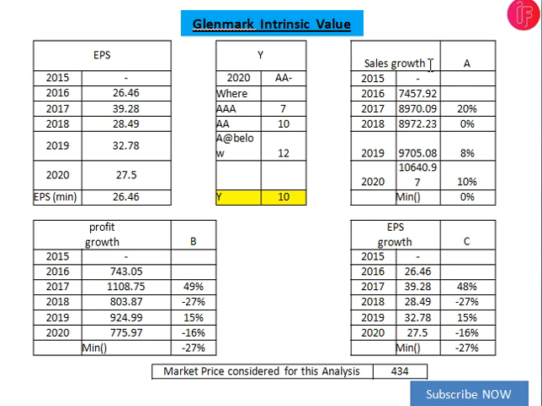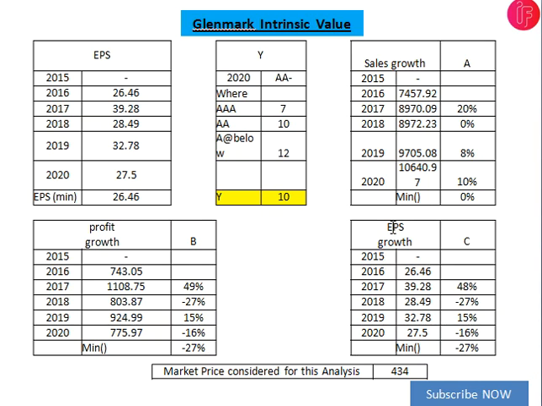Next, the sales growth you can see for the last 5 years. In this, the minimum sales growth we have taken in our calculation is 0%. Next is the profit growth. The profit growth in 1 year from 2017 to 2018, we can see negative 27%. Hence, we have considered that negative 27% in our calculation. We are going on the conservative side with our calculation. Hence, we are taking all minimum or the negative value in our calculation.